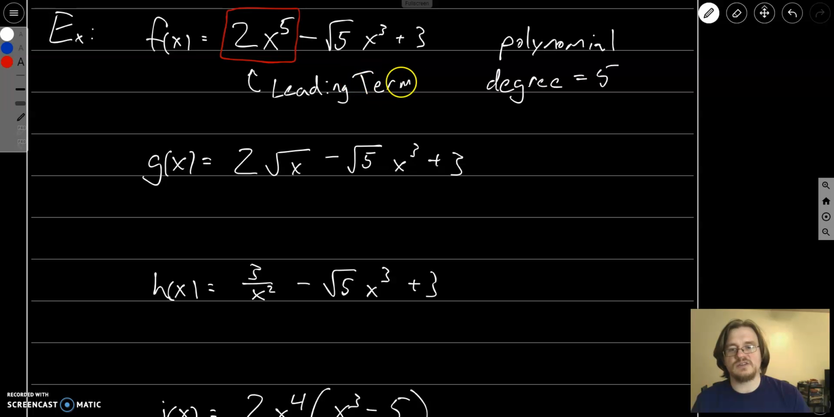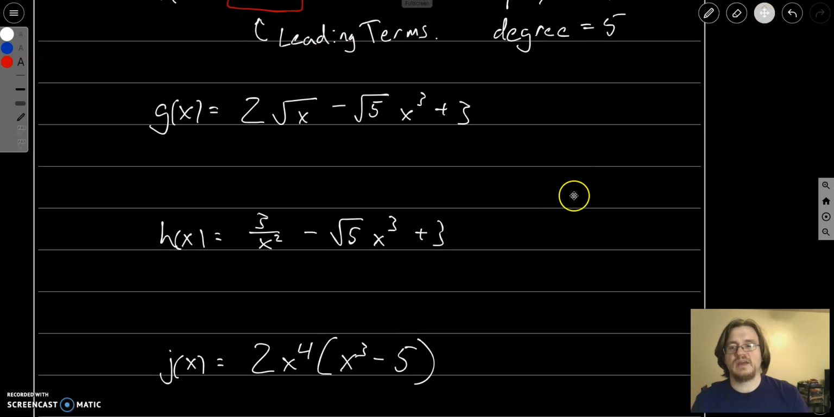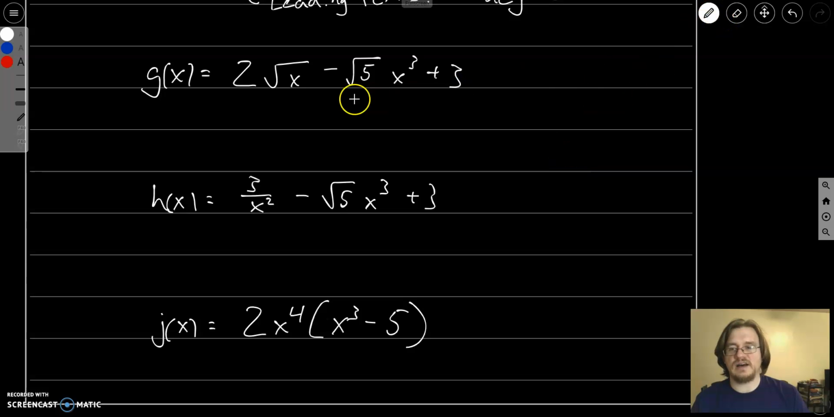And we'll see that leading terms are very important in understanding what this function looks like. Since this has the highest power of x, this term is going to dominate the function when x gets really big. If we look at this next function here, this is not a polynomial function, since this first term has a square root of x.